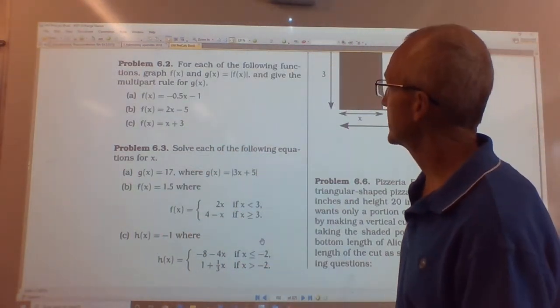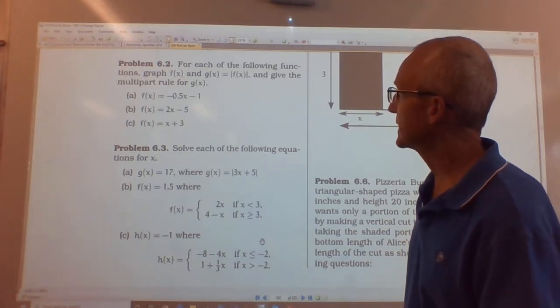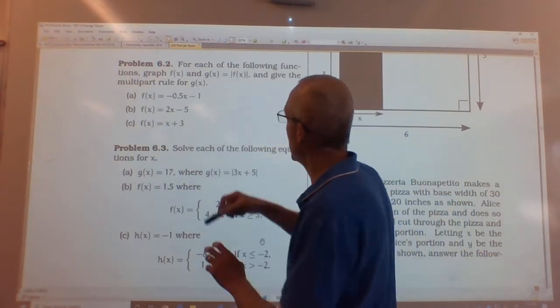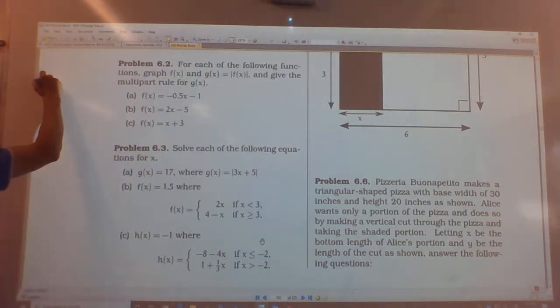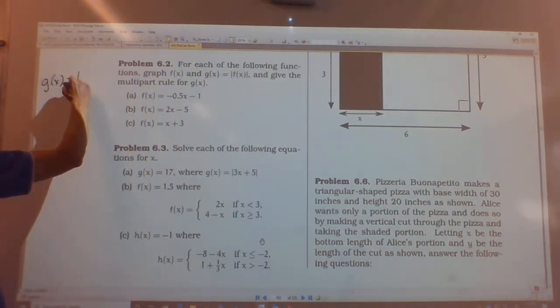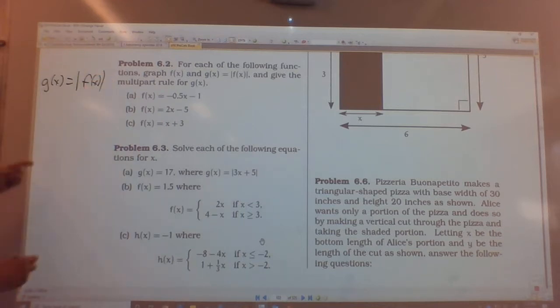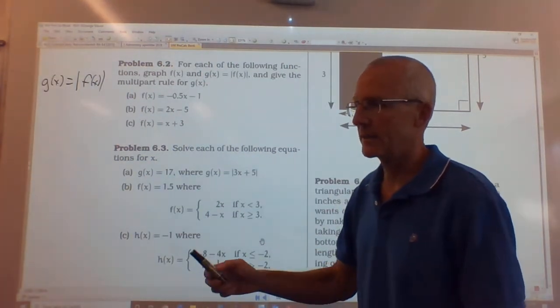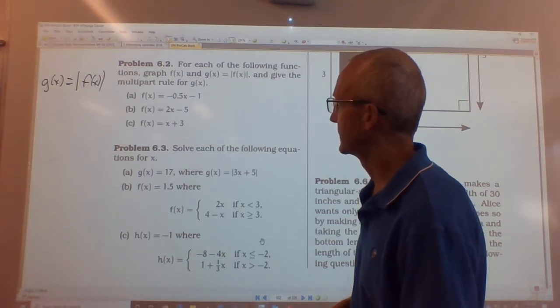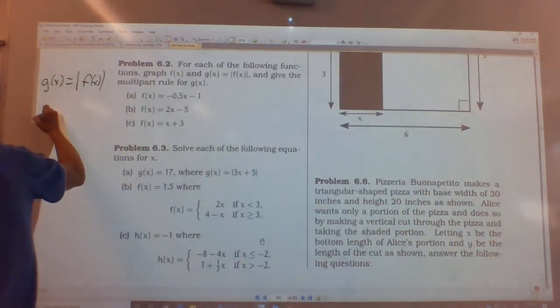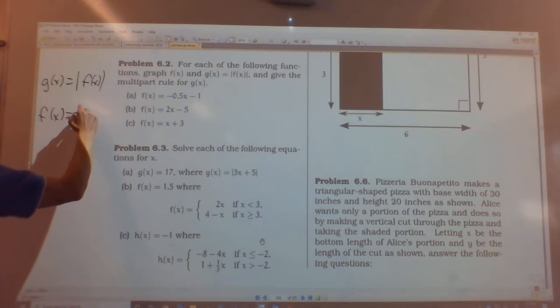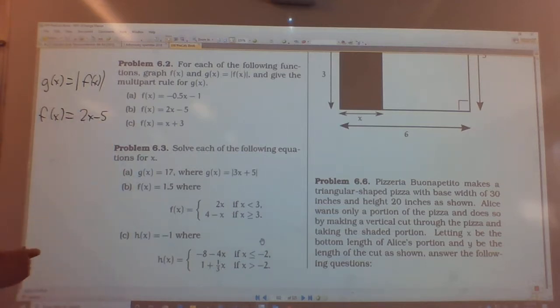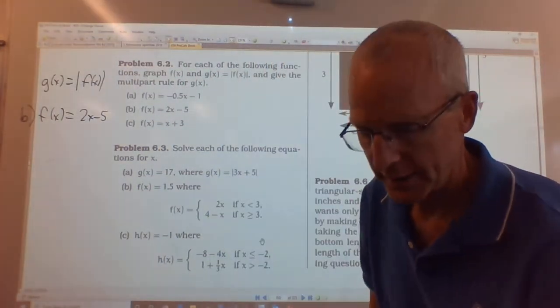From 6.2, it says for each of the following functions, graph f of x and g of x is the absolute value of f of x. So we're defining this new function g to be the absolute value of f of x. So g is never negative, right? When f of x gets negative, this just makes it positive. We just get rid of the negative part. As soon as it goes below the x-axis, nope, we're going to make it go above the x-axis. All right, so I'm going to do f of x equals 2x minus 5. This is b, and then you guys can do a and c. It's the same thing.